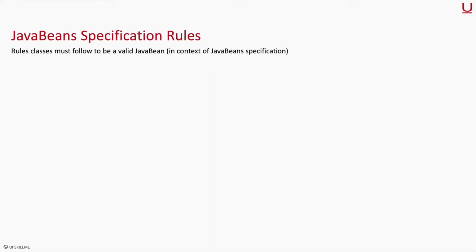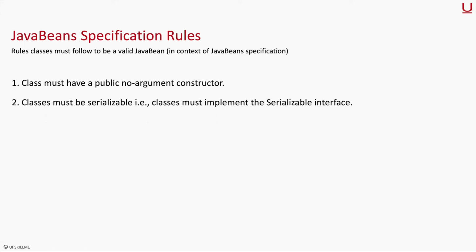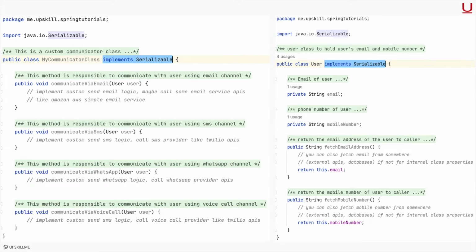For a class to adhere to JavaBeans specification, they must follow some rules. Those rules are, number 1, class must have a public no argument constructor. Number 2, classes must be serializable, that is, class must implement the serializable interface. Number 3, class properties are private and only accessible via getters and setters. Modifying the previous example a little bit, now these two classes completely follow the JavaBeans specification and are officially known as beans in terms of JavaBeans specification. Not sure if you have noticed, the only difference being these classes now implement the serializable interface.